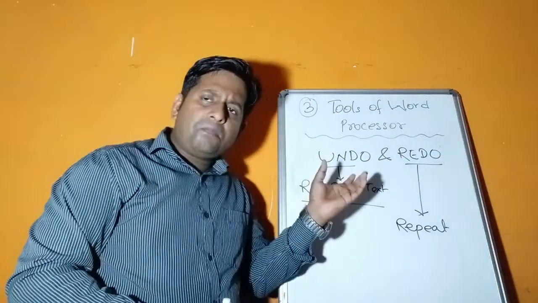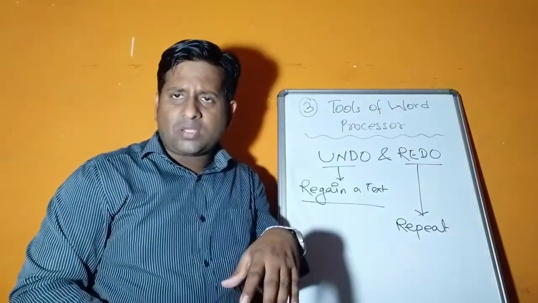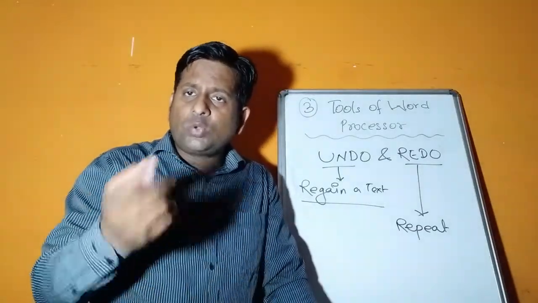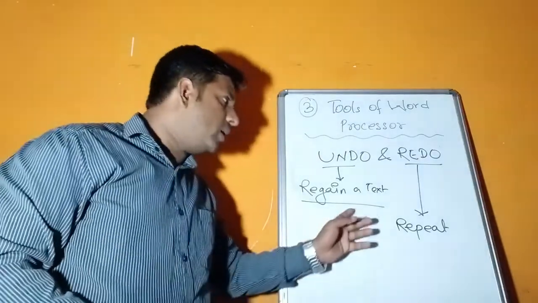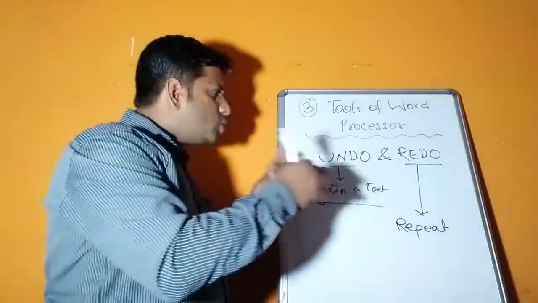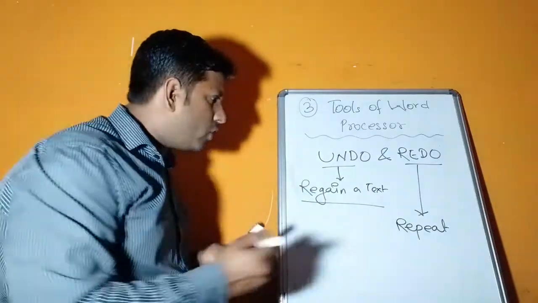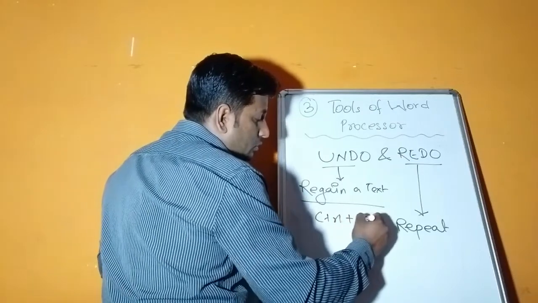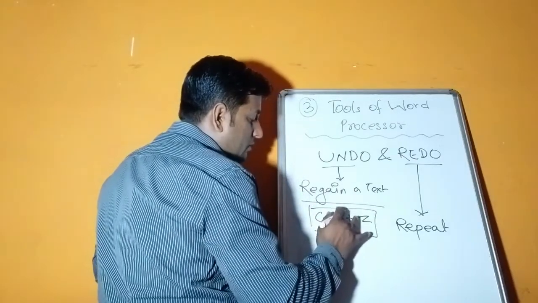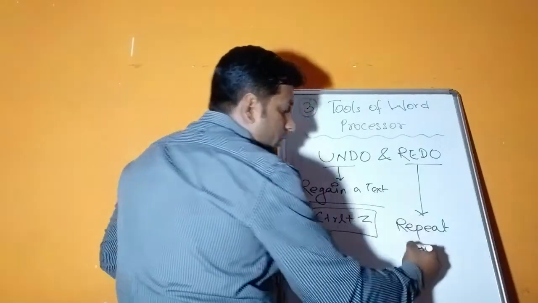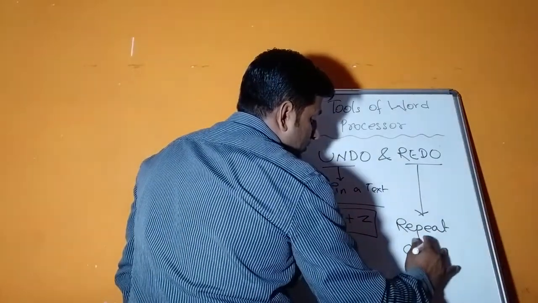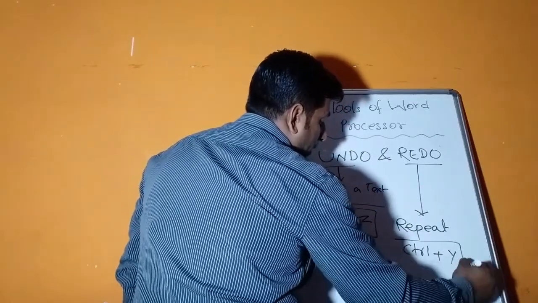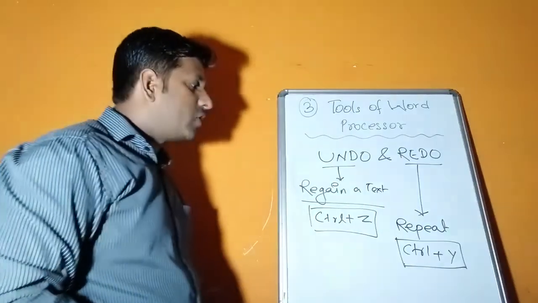Now suppose you have just undone a mistake and recovered the text, but when you recovered it you found that this is not the one you were searching for. So you need to come back to the original part. No need to worry, you can go for redo. These two options have shortcuts also. For undo, we have CTRL plus Z, and for repeat we have CTRL plus Y. So this is the repeat or redo command.